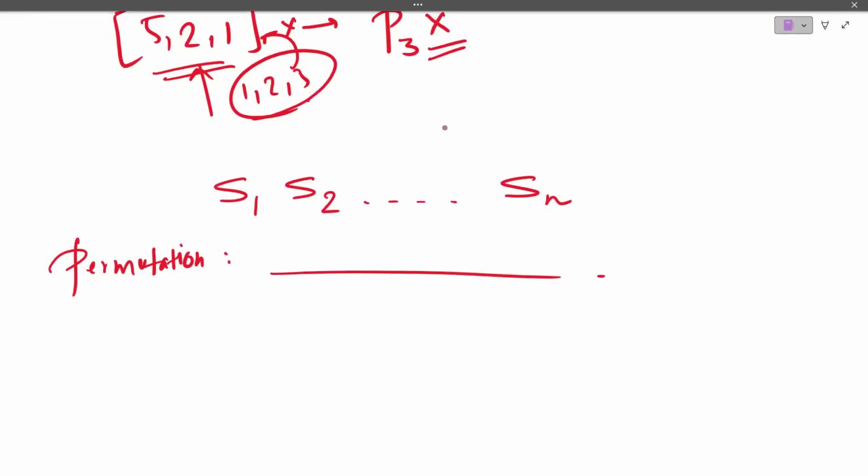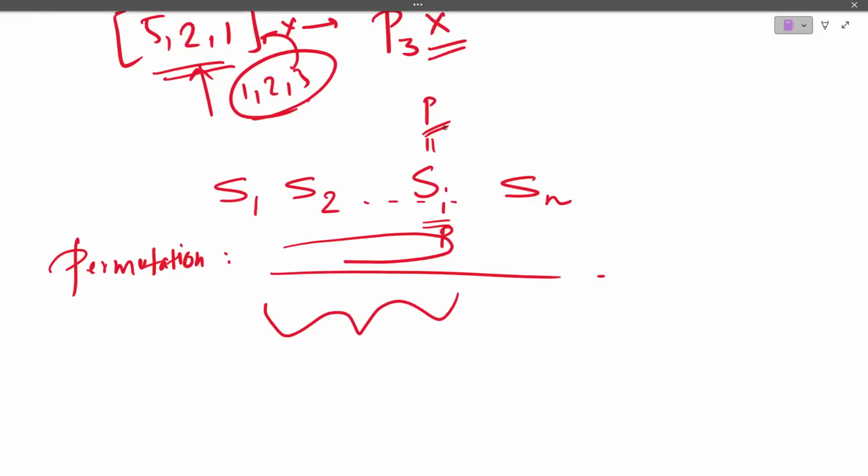What is the condition? The question says that suppose you have some character Si which is equal to P. Here P denotes the prefix. So if Si equals P, then this part of the permutation must be a permutation itself of length i.